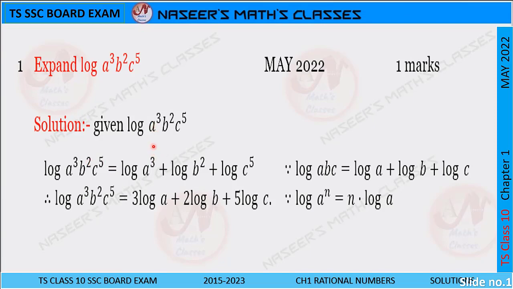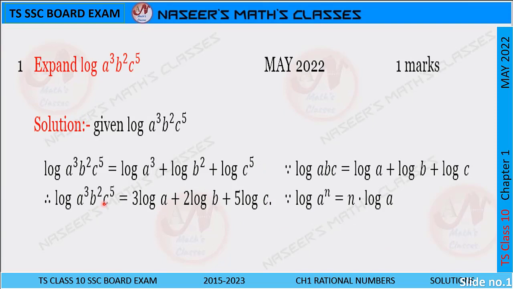given log A cube B square C power 5. So we already know that log(A into B into C) is written as log A plus log B plus log C. By using this, we can write log A cube B square C power 5 is equal to log A cube plus log B square plus log C power 5.